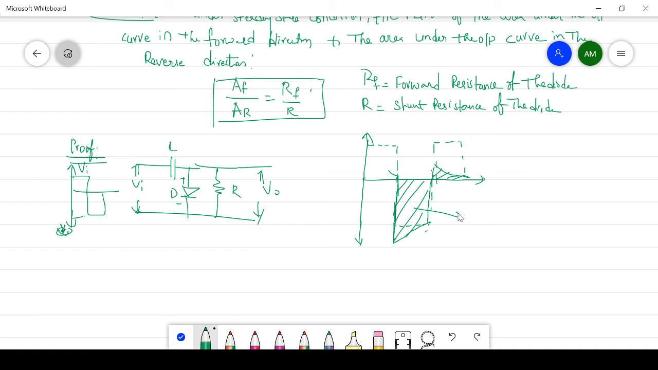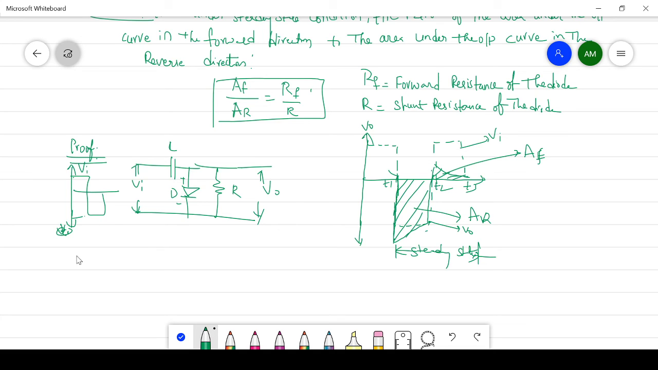See here, this is the area under the reverse bias condition, that is AR, and this one is the area under the forward bias condition, AF. Here are the T1, T2 intervals. This is the applied input signal, and this is the output under the steady state condition. Now we see that the diode is off during the interval from T1 to T2, hence the capacitor discharges.